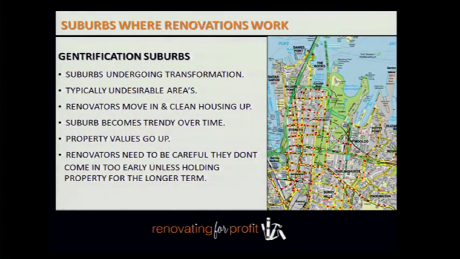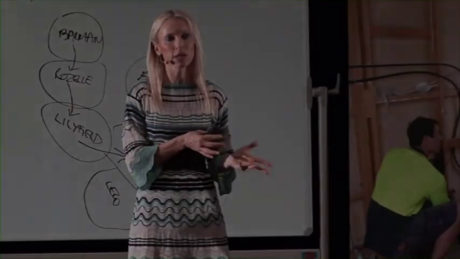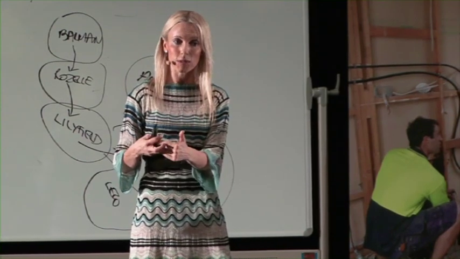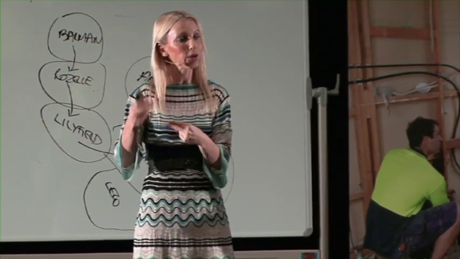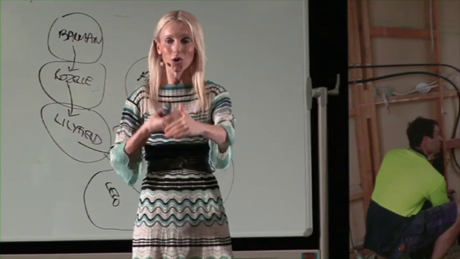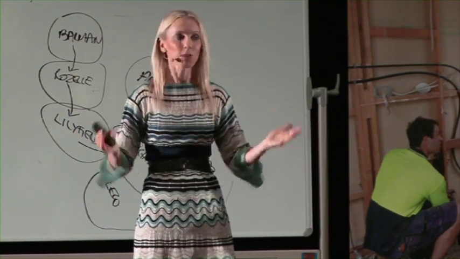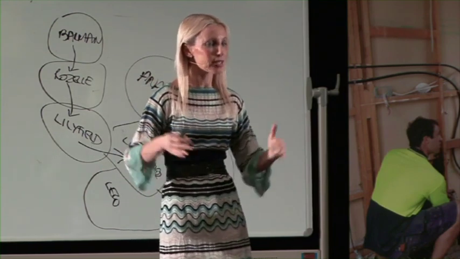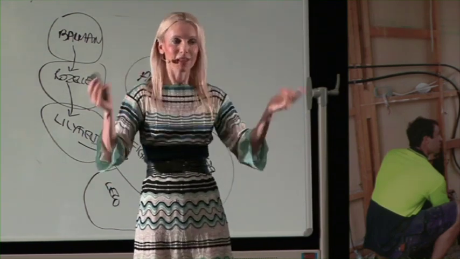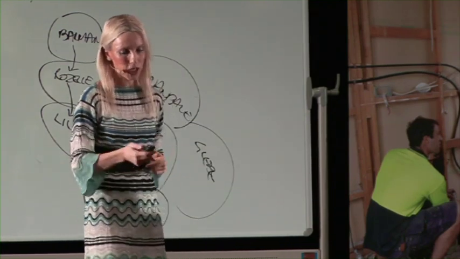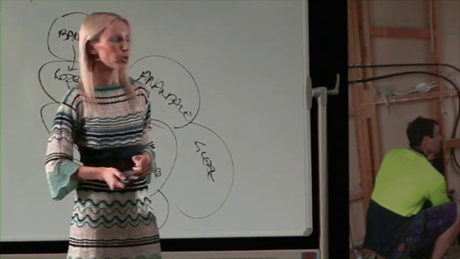So with gentrification suburbs, when they're very early in the process, it's a very high proportion of renters, and then the renovators and developers move in, and suddenly the demographic shifts from renters to owner-occupiers. So you start to get more affluent people moving in, and when you've got more affluent people living in a suburb, guess what goes up? The prices, okay? Now, you've got to be careful with gentrification suburbs that you don't come in too early.